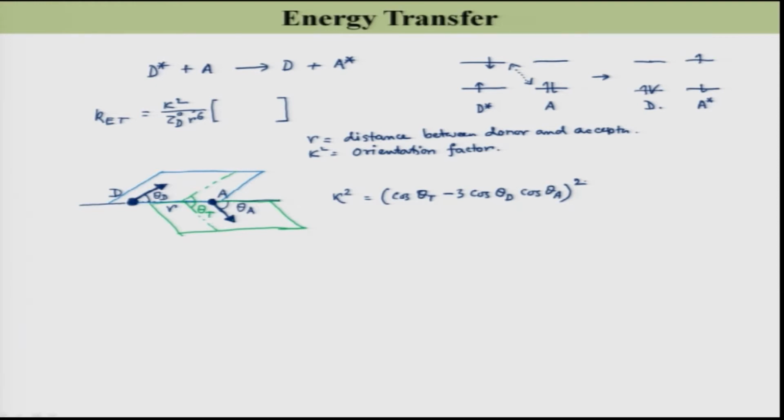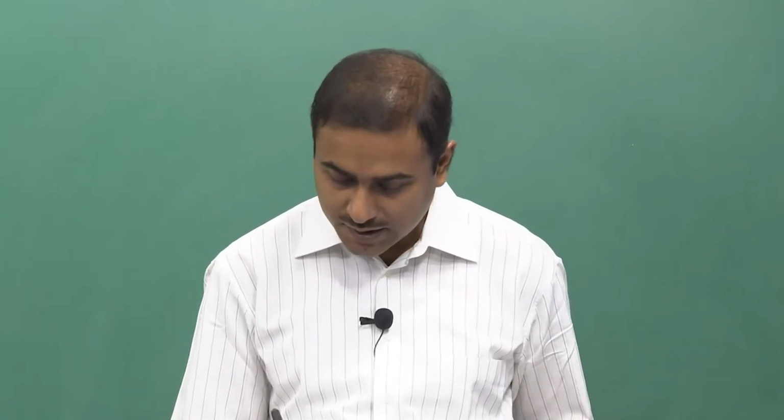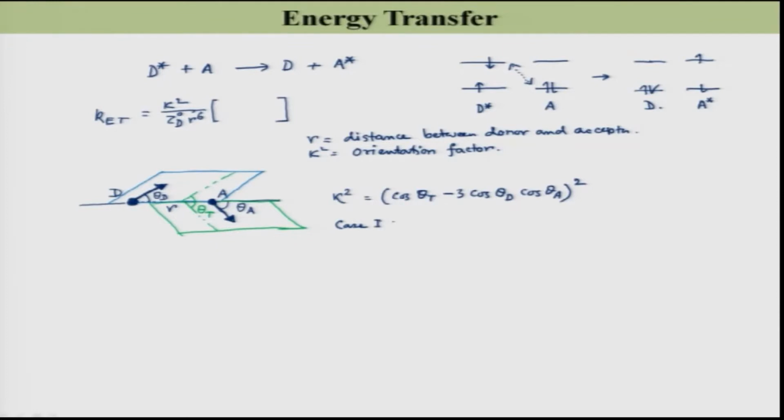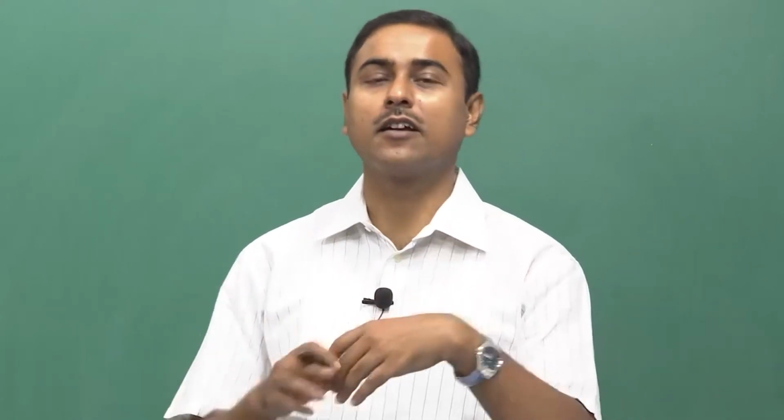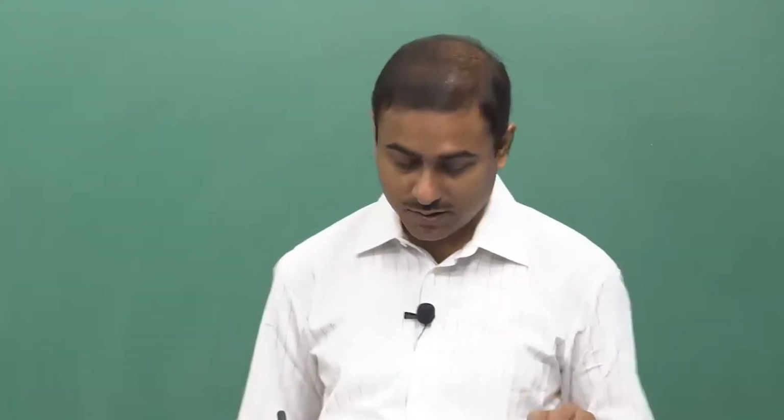Okay, let me give you three different examples. Let us say case 1. Let us say this is my donor dipole and this is my acceptor dipole, and the distance between them is r. Kappa square will not depend on that distance, it will only depend on the orientation, but the total K_ET value will obviously depend on the distance. Note that the dependency on distance is 1 over r to the power 6, so a little change in r will change the K_ET value enormously. I will come back to all those things in detail later.